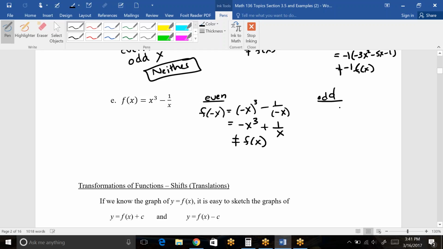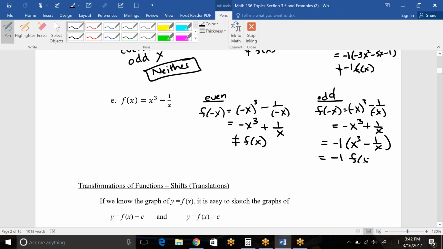For the odd test, we do the same exact steps, except we try to pull a negative 1 out at the end. So this was negative x cubed plus 1 over x. If I pull out a negative 1, it becomes x cubed minus 1 over x. That is negative 1 times f of x. So this one is odd.